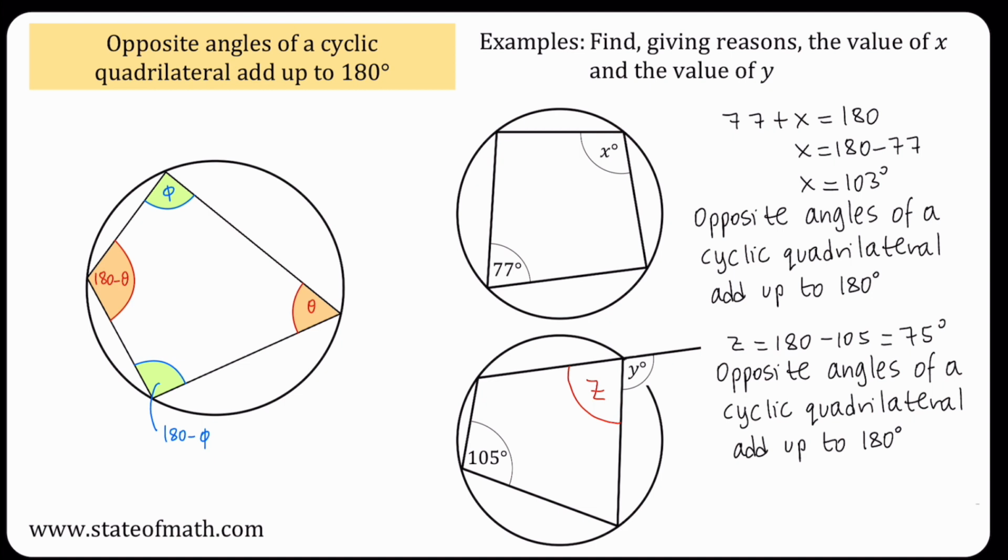I'll go back to my diagram, update the z with the 75, and then we notice that z and y are angles on a straight line, so they should be adding up to 180 degrees. So y is 180 minus 75, which works out to be 105 degrees. And the reason given here will be that angles on a line add up to 180 degrees.